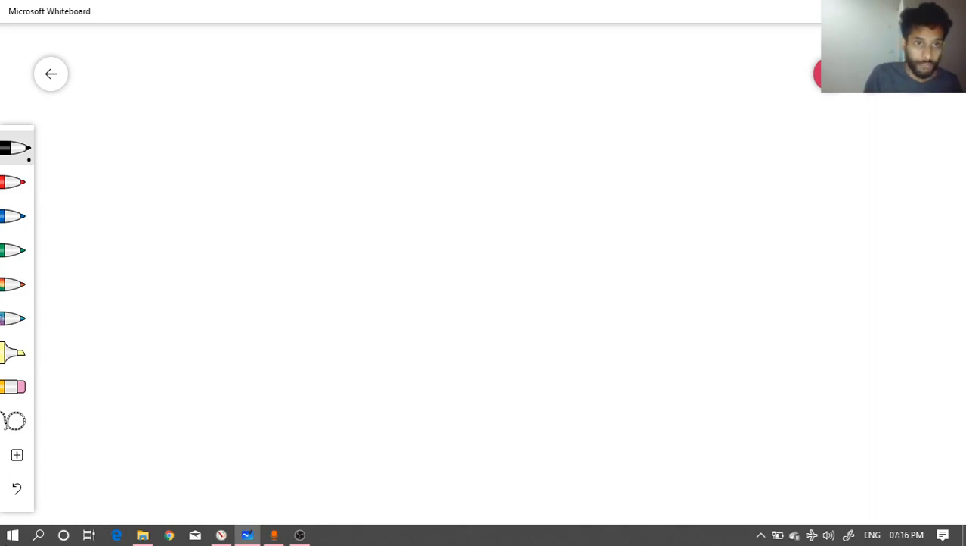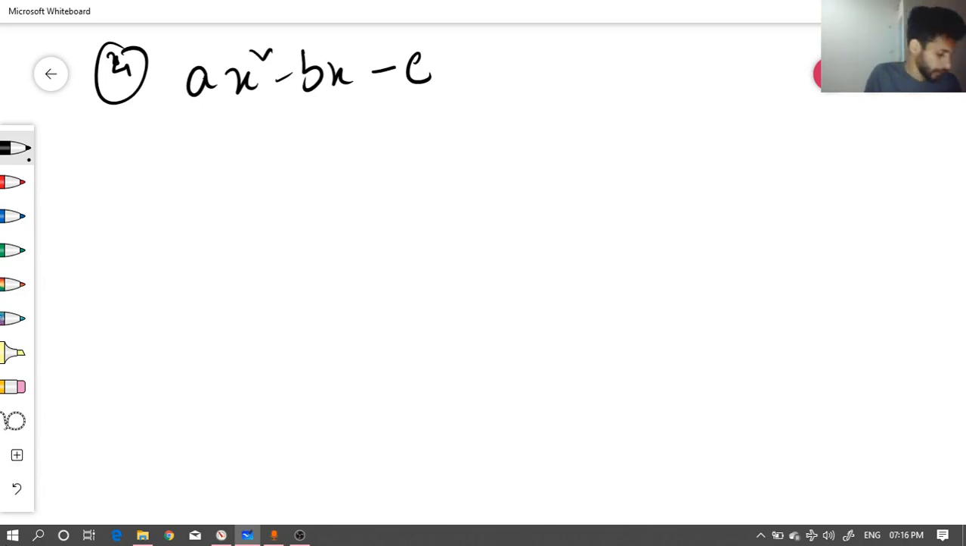The next format, the fourth format, is a square minus ax square minus bx minus c. So this is the fourth format. The fourth format is in the form of this question number 11.